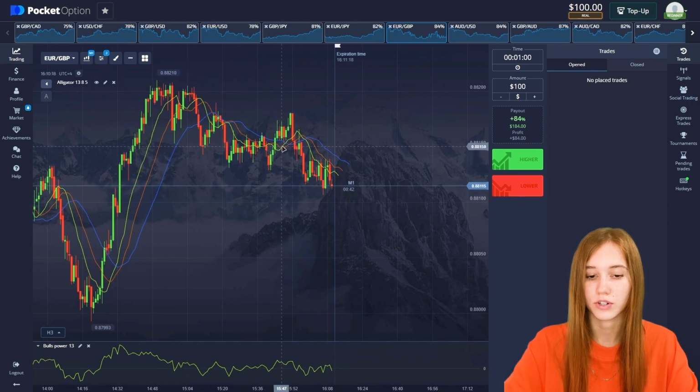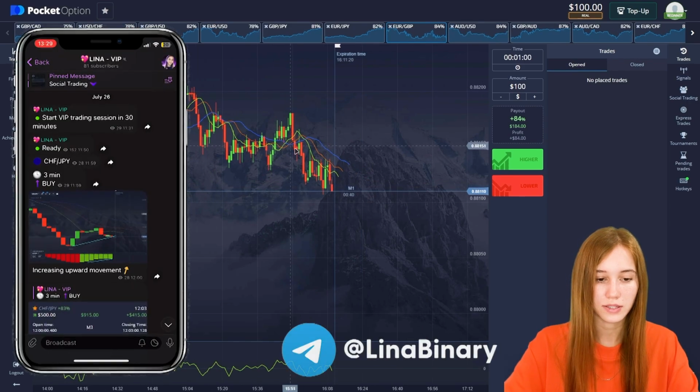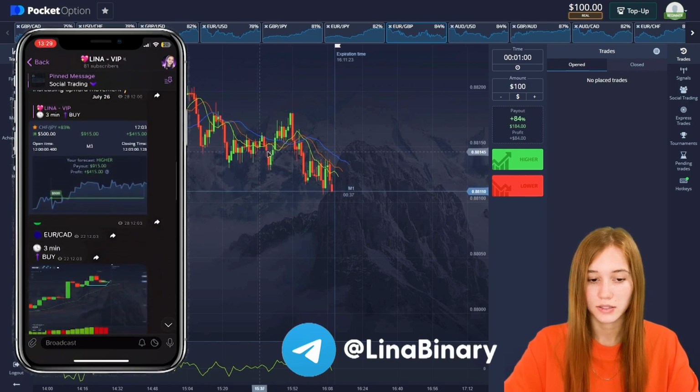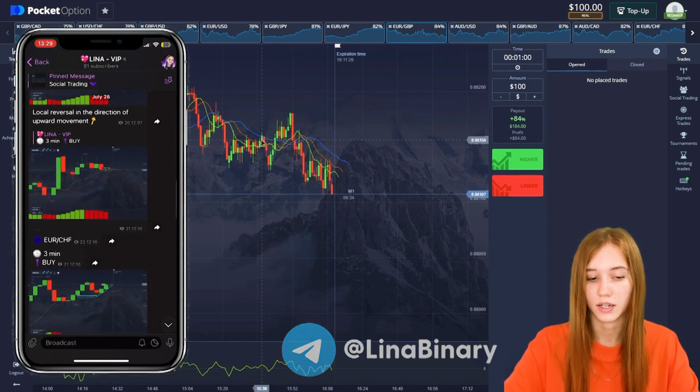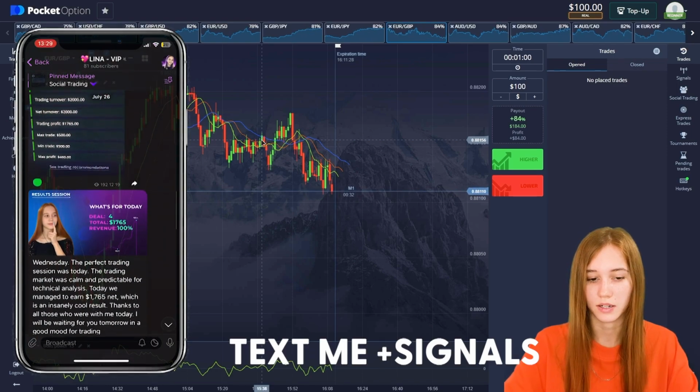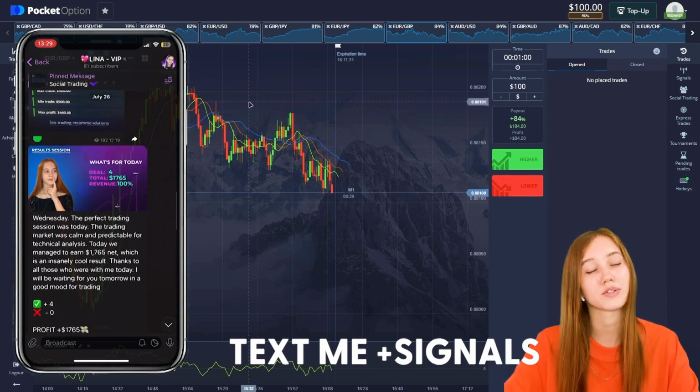So we have selected currency pairs, determined the balance, and determined the indicators. I suggest switching to the first currency pair and starting trading.